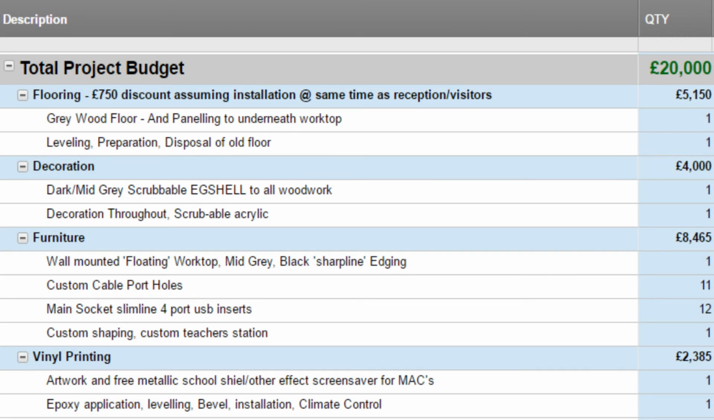Looking at cost, this is a quotation, not an estimate, but it is dependent on whether you go ahead with the reception. There would be a minimum of £750 discount to this room just because of delivery costs, installation costs, preparation costs, etc.